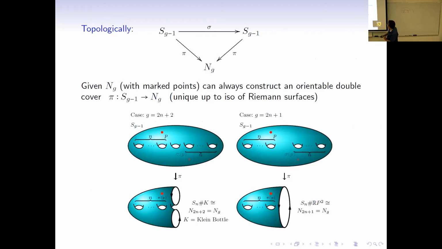This is what happens. You start with a Klein surface in G, and you can construct a double cover with all these structures. So NG is a Klein surface equipped with a given structure, and you can construct a Riemann surface together with an anti-involution.